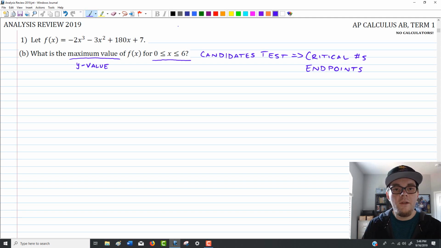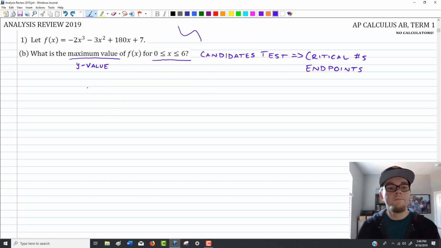And you might be tempted to picture our function from before and try to reason out where that maximum may be, but it's hard to say right now because we haven't placed it on an axis. So let's just go ahead and work our way through.